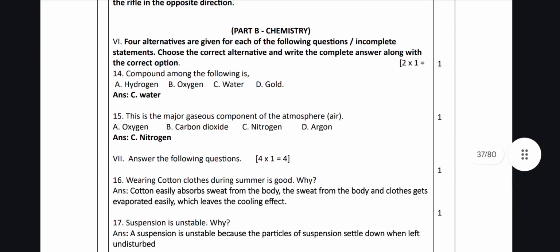So moving on to part B, chemistry. Which compound among the following: hydrogen, oxygen, water, gold? So it is water. This is a major gaseous component of the atmosphere, air. Of course, we know it from class 6. We are learning it is nitrogen.